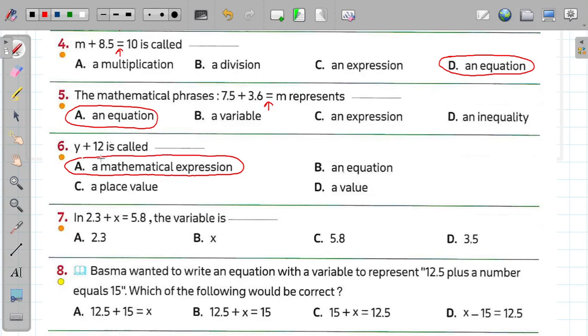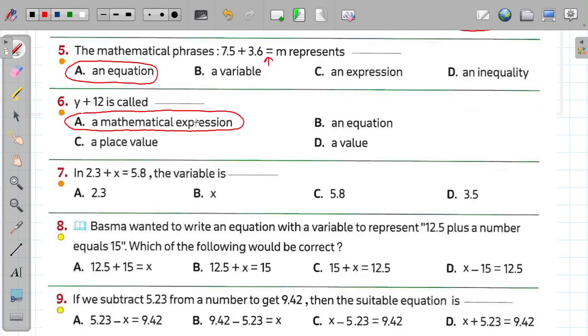Okay. Next, I have 2.3 plus x equals 5.8. So I have an equal sign, but here he asks me about the variable. The variable here is a symbol or a letter. Okay, so 2.3 is a number, and 5.8 is a number, and x is a letter. So the variable is x.